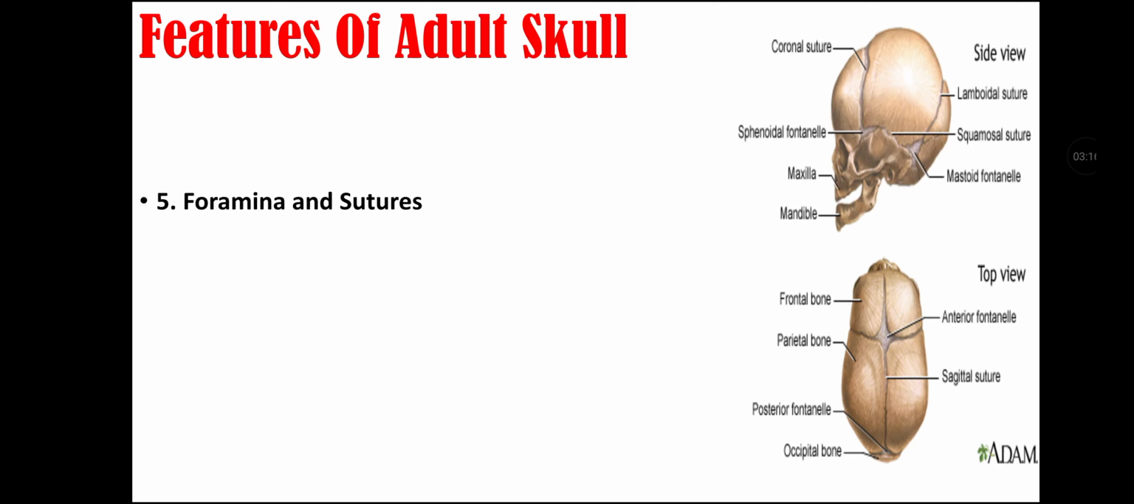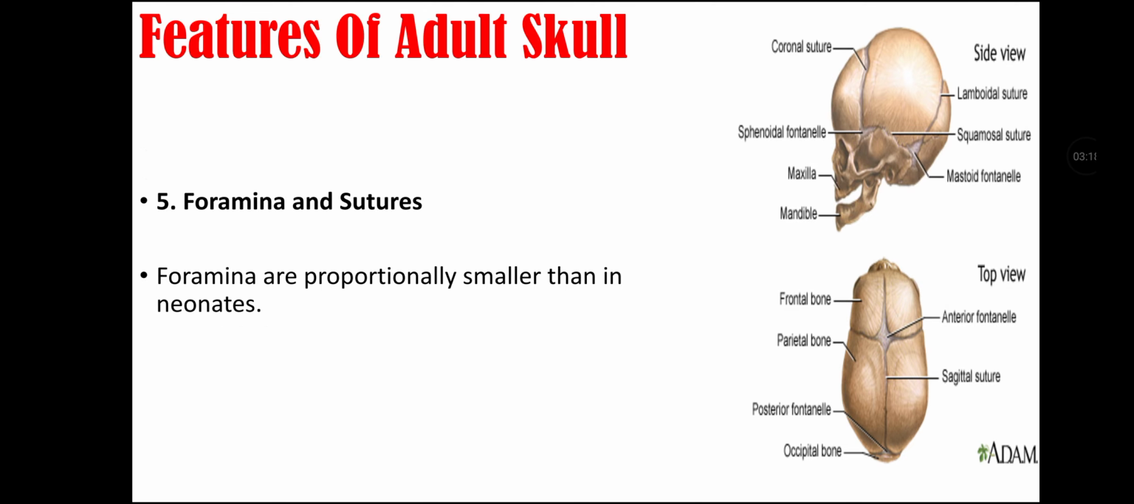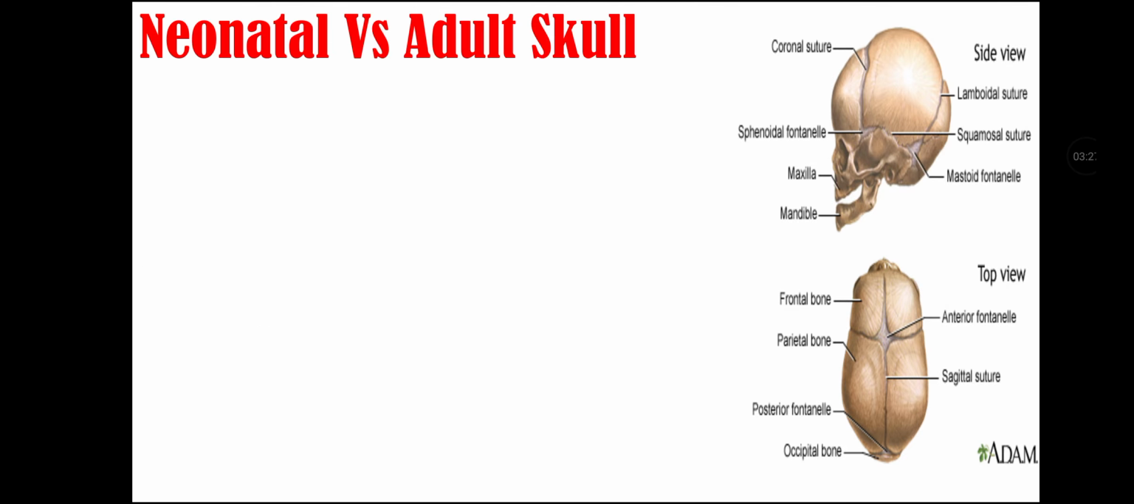Foramina and sutures in adult skull. Foramina in adult skull are proportionally smaller than in neonates, and sutures appear as lines and are not wide gaps like in neonatal skull.